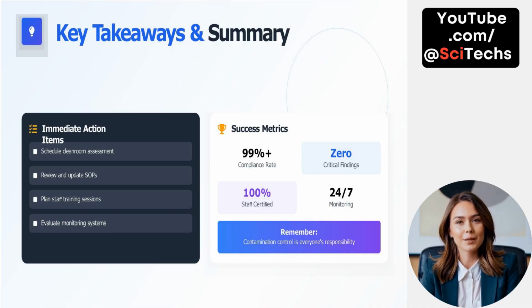Measuring success relies on clear performance indicators. Achieving a 99% or higher compliance rate reflects widespread adherence to procedures. Zero critical findings confirm that audits reveal no major issues. Full staff certification ensures that every team member is properly trained and qualified. Continuous 24/7 monitoring means the cleanroom environment is constantly under surveillance for risks.